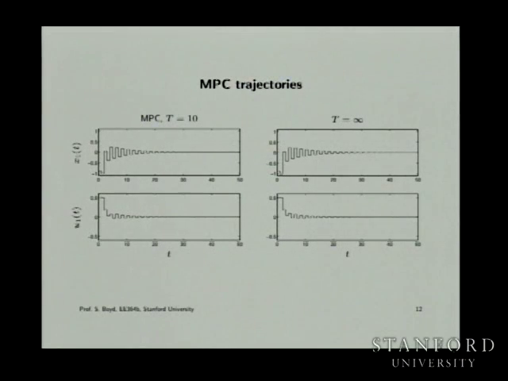So here are the trajectories generated. This is for MPC with T equals 10. And I guess the point is here that, at least visually, you've seen the plot. They're kind of the same.